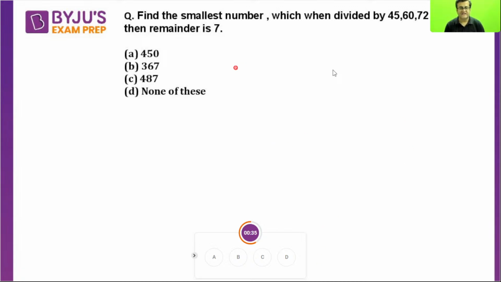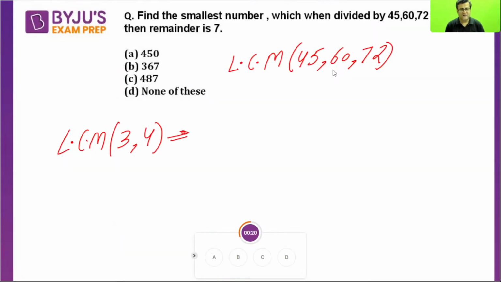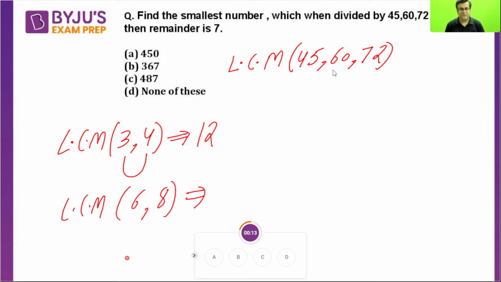Find the smallest number which when divided by these three gives remainder 7. Option B is right. You will have to find the number which is divisible by 45, 60 and 72. Can you find the number which is divisible by both 3 and 4? The number will be the LCM of both, 12. If you need to find the number divisible by both 6 and 8, what will you do? LCM of both, 24. Okay.